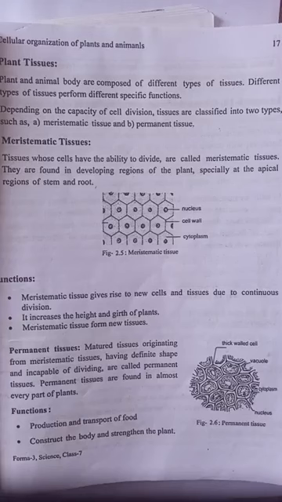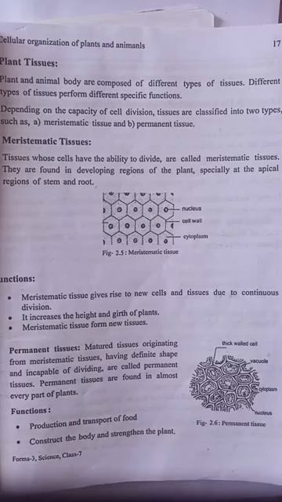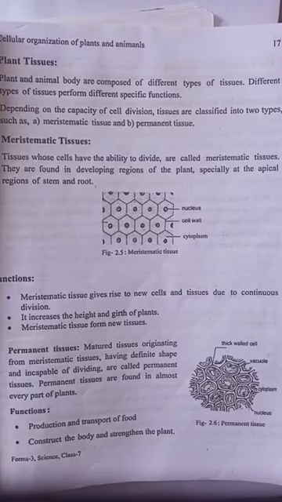Plant and animal bodies are composed of different types of tissues. Different types of tissues perform different specific functions depending on the capacity of cell division. Tissues are classified into two types, such as meristematic tissue and permanent tissue.